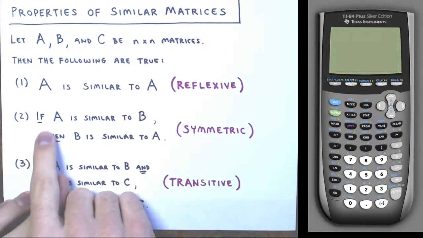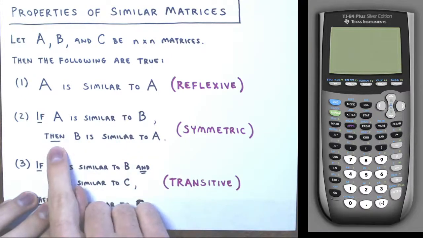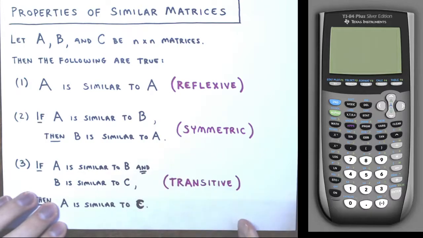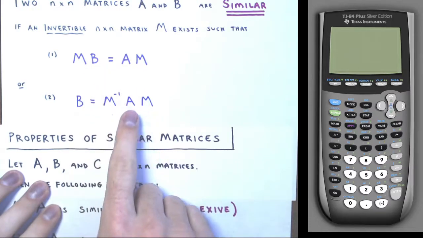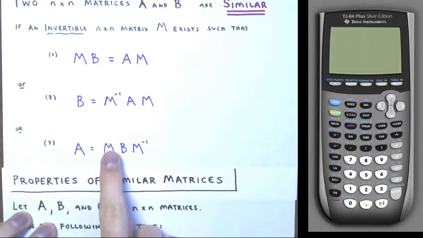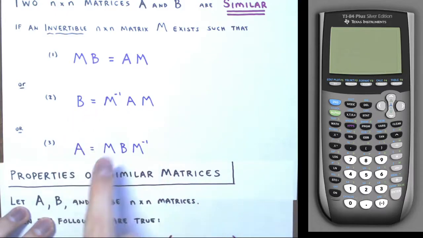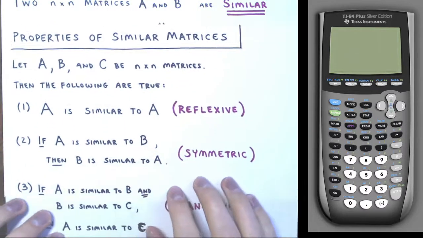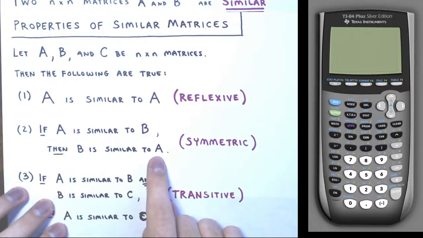Number two, if A is similar to B, then B is similar to A. And I've actually already kind of shown this on the previous page. If A is similar to B, that means we have A equals B times some product of, on the outside, an invertible matrix and its inverse. Well, you see, I just manipulate this and get this, then B is similar to A, because I can write B in the same way. So if A is similar to B, then B must be similar in turn to A.